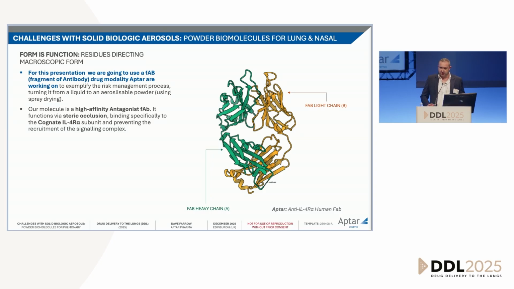Jumping straight into this, we're going to use a case study. Aptar's working on a Fab, a fragment of an antibody, and you can see it represented on the screen, the light chain and the heavy chain. Just for people who are interested, it's a high affinity antagonist Fab, used for blocking the IL-4A receptor. It's a challenging compound to work with, so I'm going to hopefully convince you that some of the in silico tools we've been developing really streamline the development program.